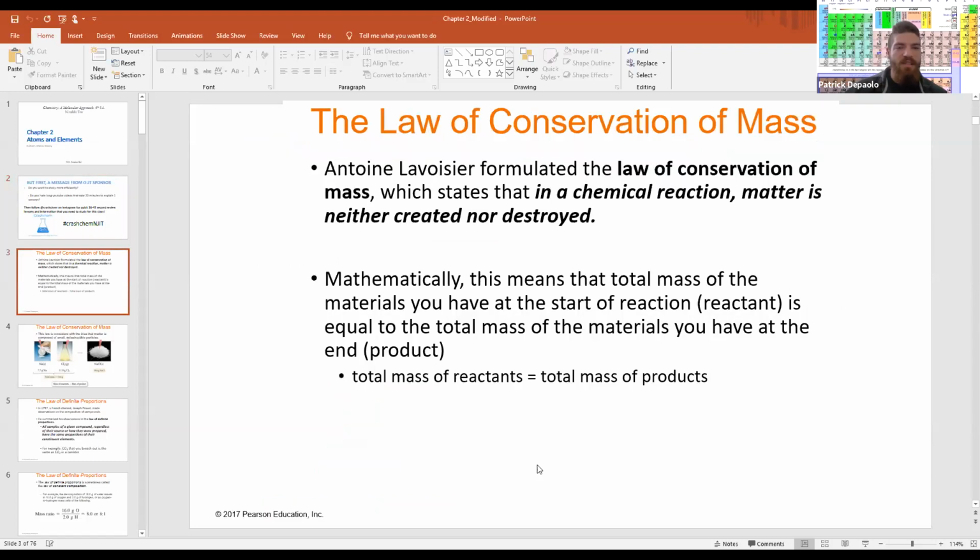Let's continue. Law of conservation of mass. It's one of the easiest laws, and you've probably heard it all through high school in any science class: matter cannot be created or destroyed. It's the idea that the universe has a set amount of matter, and you can't add or remove any.